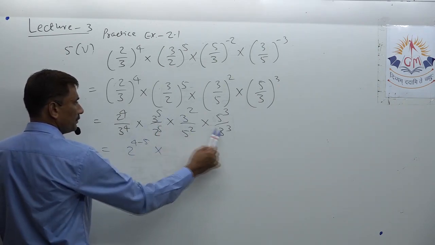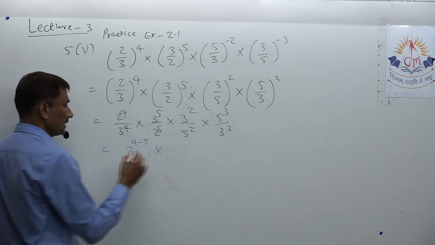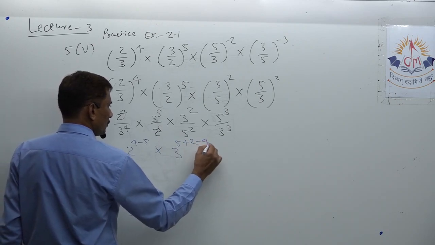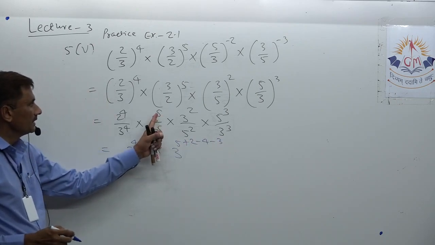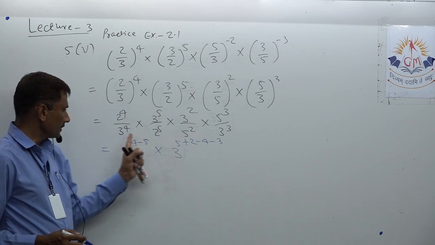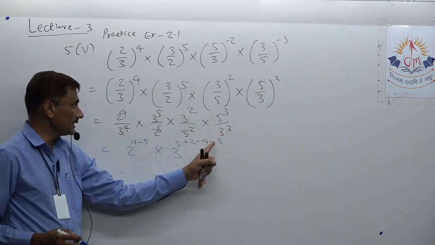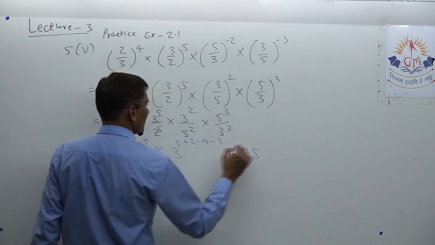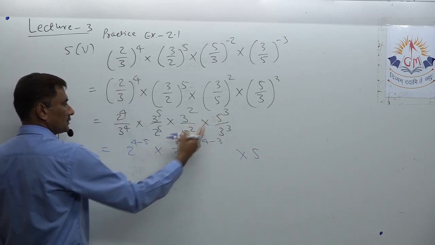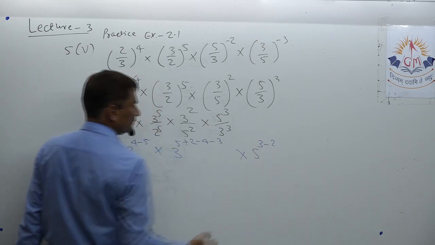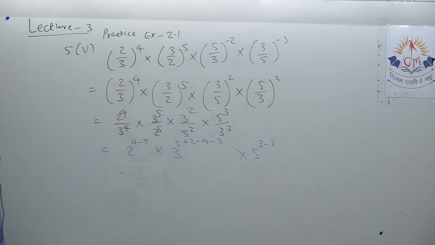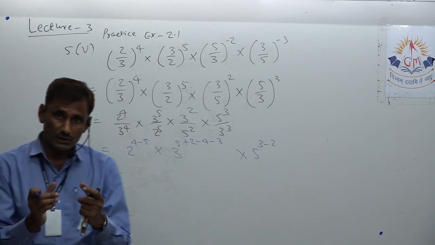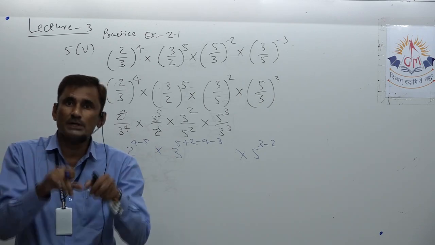Now look for 3. 1, 2, 3, 4. Total 4 times 3. So can I write 5 plus 2 minus 4 minus 3? How? 5 plus 2, it is in denominator, so minus 4 minus 3. Now it is turn of 5. Here is 5 and here also 5. So 3 minus 2. Okay, so applied quotient law as well as product law together.